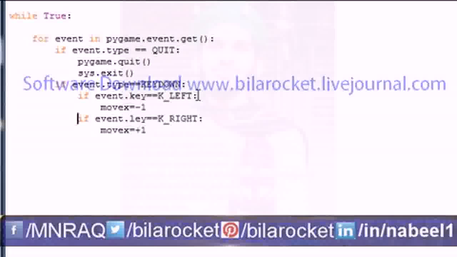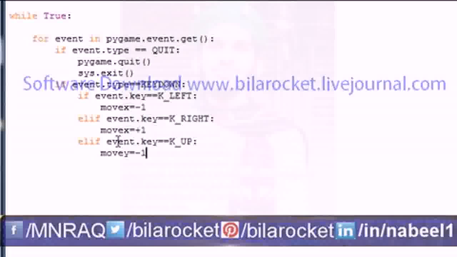So actually I want to do elif for else. I can't have a bunch of if statements. And I'm going to need to go through this and go through K up, K down, so let's do that right now. Elif event key is exactly K underscore up. What I want to do is move y, and set this equal to -1.